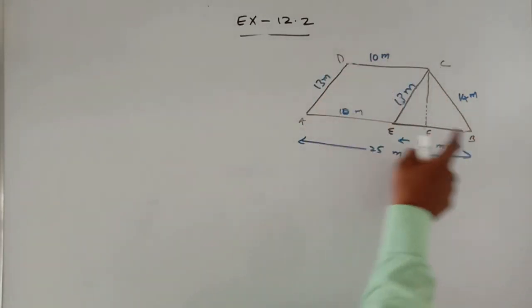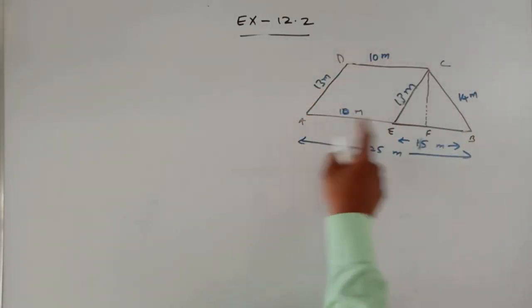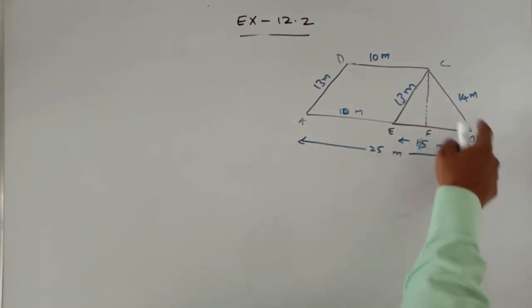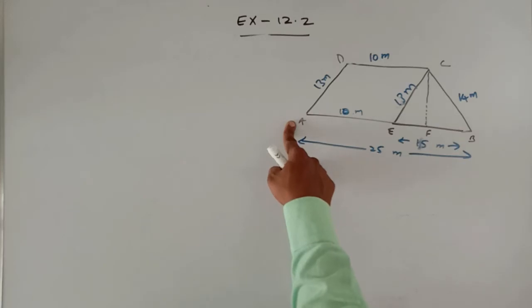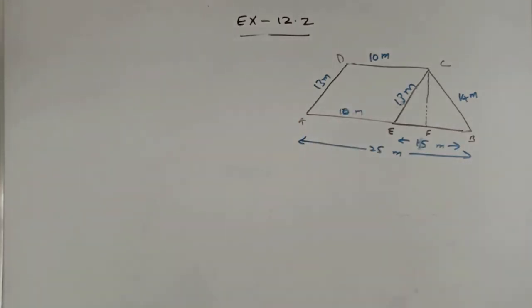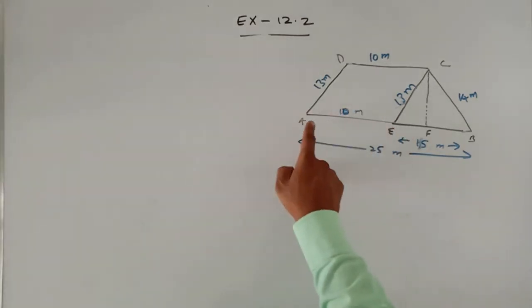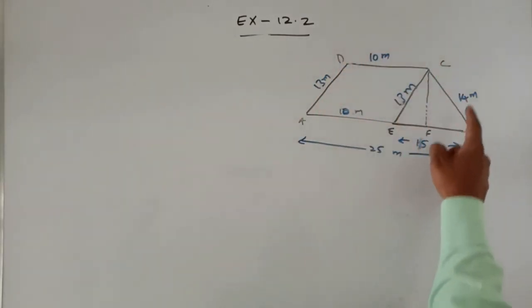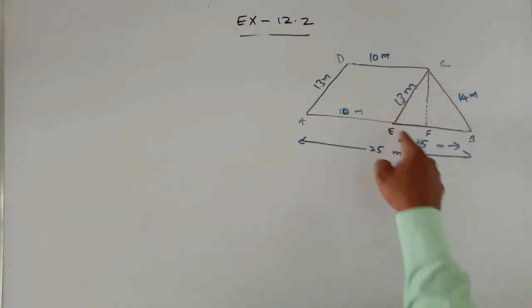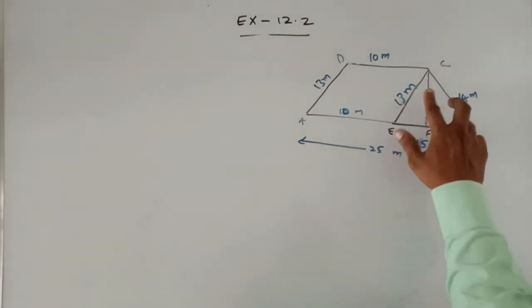So here I am taking ABCD is a trapezium, and AB length is given 25 meters, BC is 14, CD is 10, and AD is 13 meters. Now I am splitting this trapezium into a parallelogram and a triangle. Now here AECD is a parallelogram and BCE is a triangle. This is a scalene triangle.